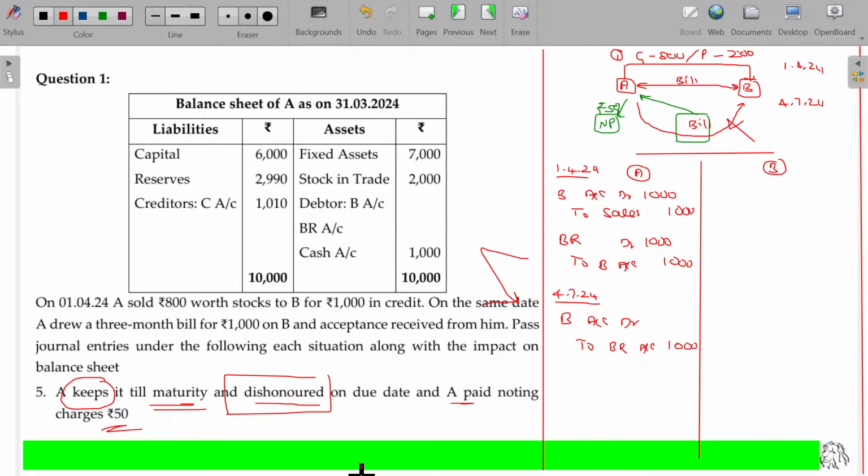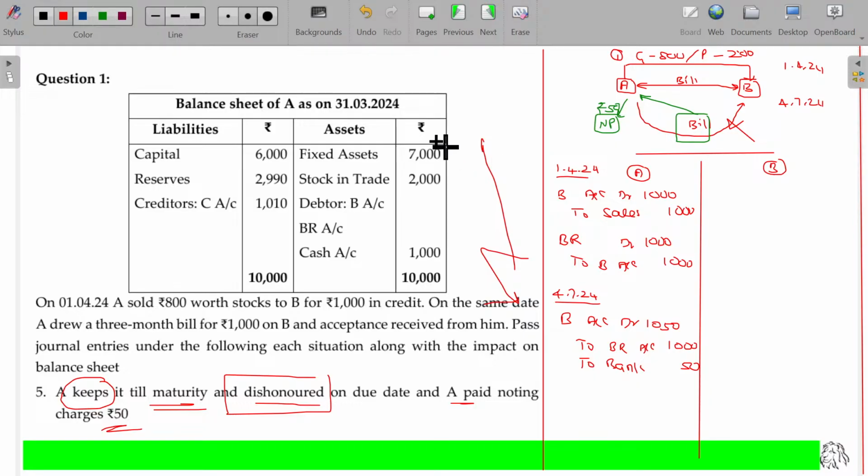Is it only 1000? No, we have to charge another 50 rupees. Because of this dishonor, I was supposed to go to the court. I got it noted. For this, I paid 50 rupees. Now you have to pay me 1050. So now the liability for B is 1050. That amount is paid by me, by bank account. This comprises two journal entries.